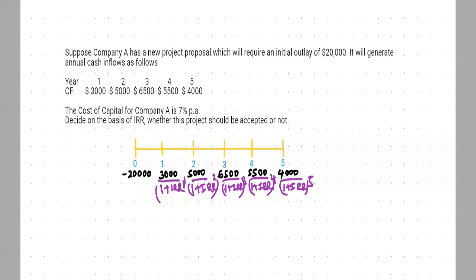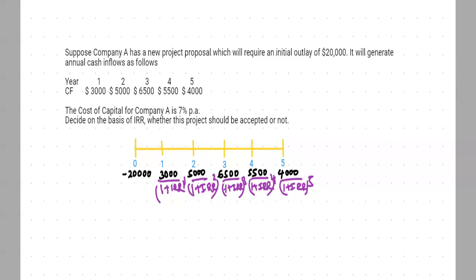Suppose company A has a new project proposal which will require an initial outlay of $20,000. It will generate annual cash flows as follows: in year 1, $3,000; year 2, $5,000; year 3, $6,000; year 4, $5,500; and year 5, $4,000. The cost of capital for company A is 7% per annum. Decide on the basis of IRR whether this project should be accepted or not.